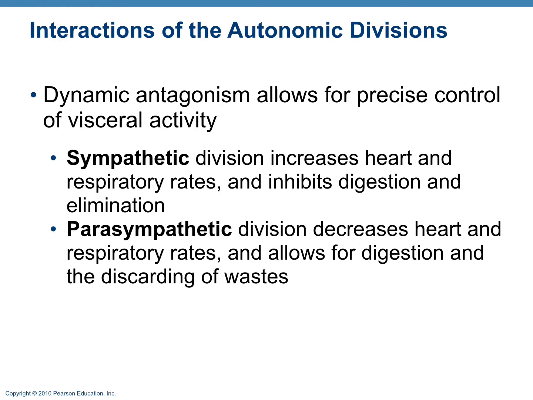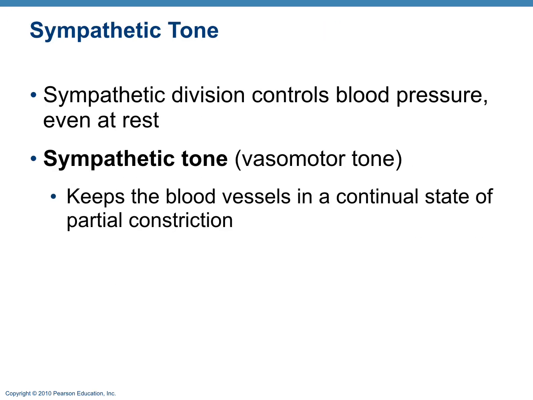We'll go into the finish of this chapter talking about sympathetic versus parasympathetic. And we said they're antagonistic to each other. So sympathetic raises heart rate, respiratory rate, and blocks digestion. Parasympathetic increases digestion, lowers heart rate and respiratory rate. So you see these oppositions or antagonism of functions. Now, the sympathetic nervous system will control your blood pressure, even at rest, through something called sympathetic tone or vasomotor tone. So it keeps the blood vessels in a continual state of partial constriction, so they're never just blown out and dilated. That's called sympathetic tone.